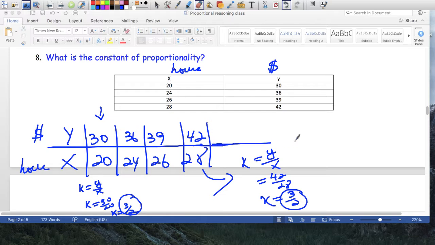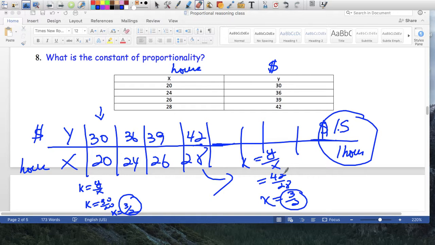All these four, whichever one it is, if you were to find the unit rate, would be, sorry, not $3, the unit rate would be 1.5 over 1 hour. So every hour you'd be making $1.50. Okay, so that's our unit rate.